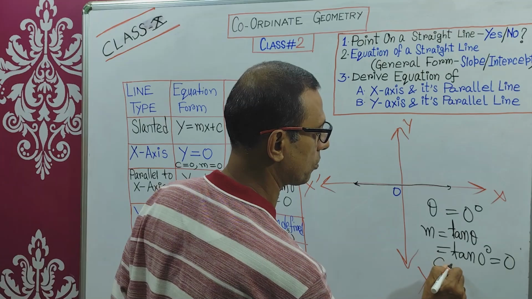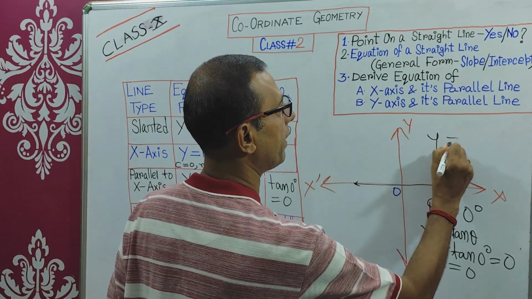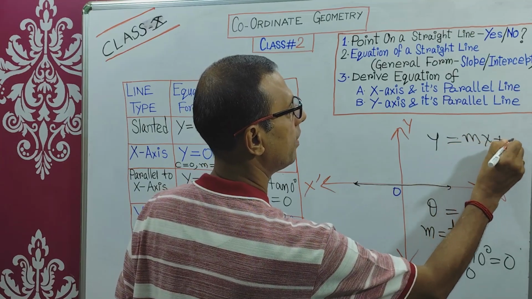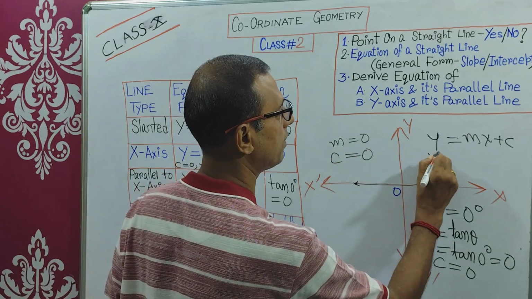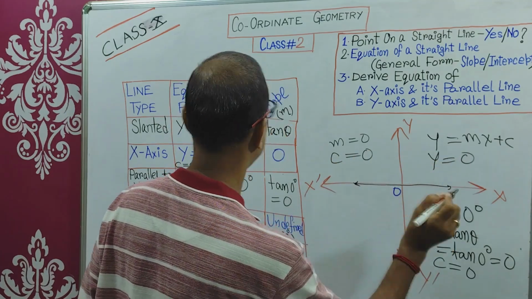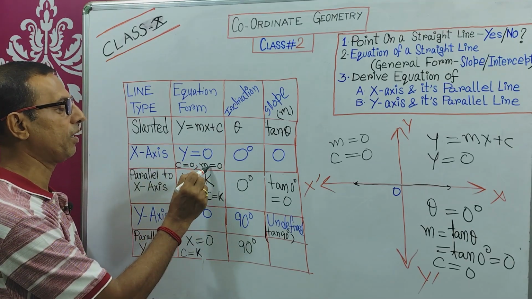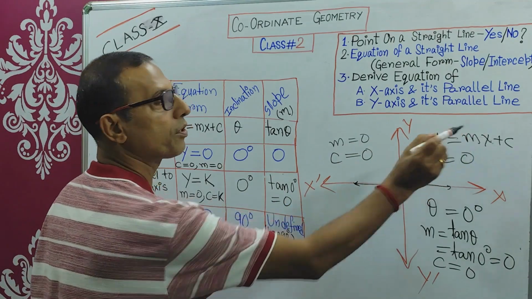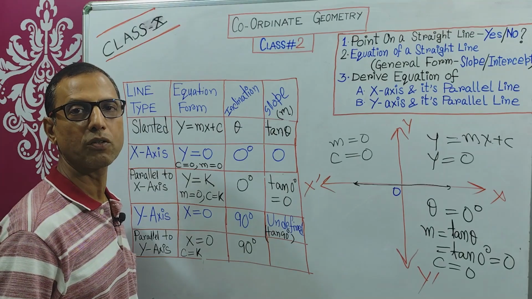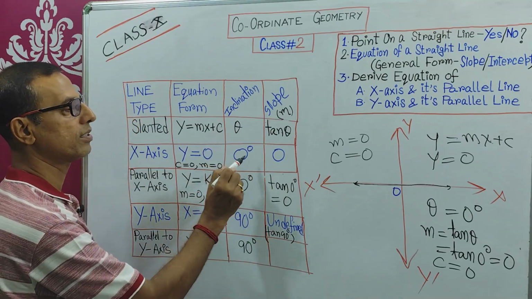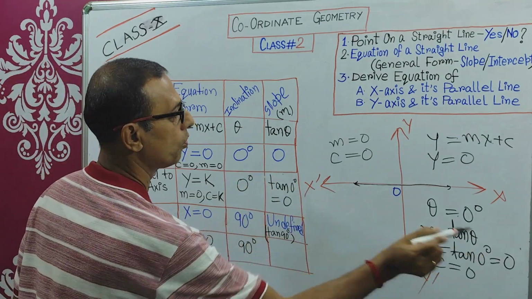That means c is also 0. So in the equation y equals mx plus c, if you have m equals 0 and c also 0, that means the equation is y equals 0. So the equation of the x-axis is y equals 0, c equals 0 and m equals 0. So this is the general equation of a straight line where it has both x-intercept and y-intercept, right? So inclination theta is 0 degrees and the slope tan theta is also 0.